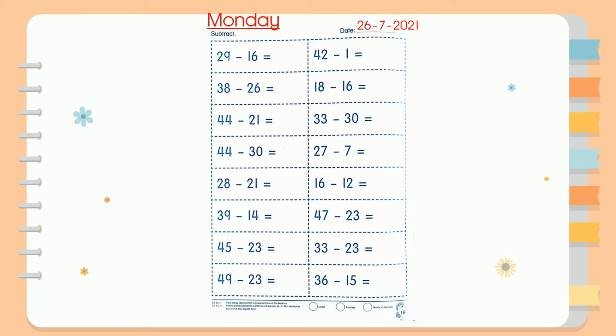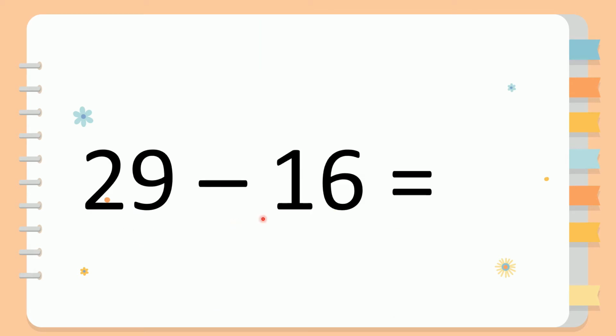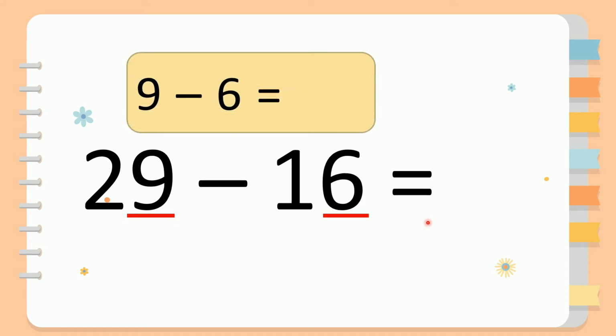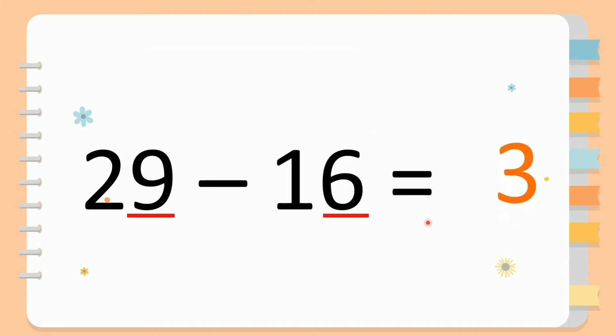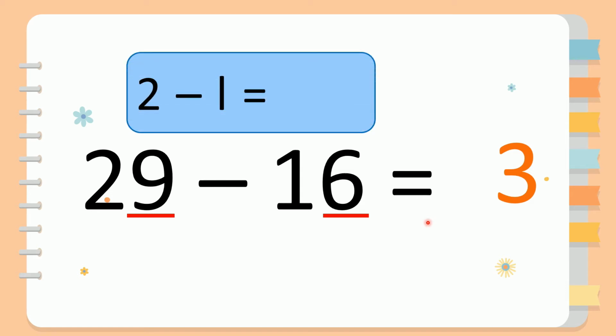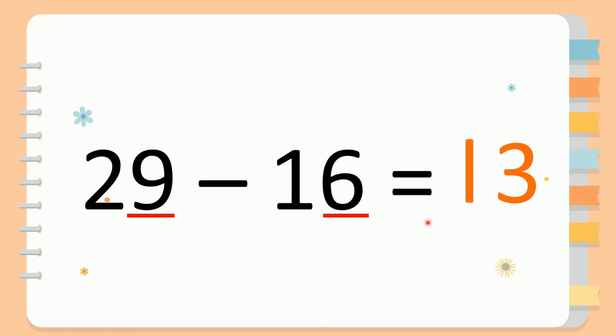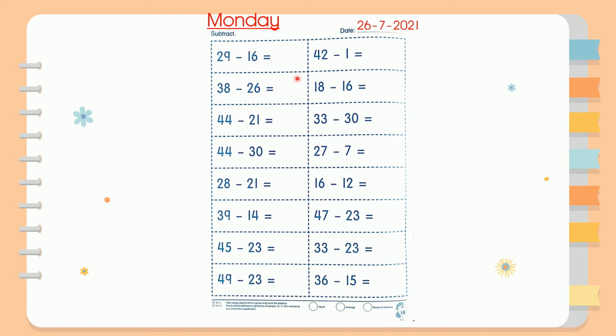Number 1. 29 minus 16 equal how many? So the first thing we need to do is draw the part of the ones. That is 9 minus 6. 9 minus 6 equal 3. So please write down 3. So now let's see the part of the tens. 2 minus 1 equal 1. So please write down the 1. So 29 minus 16 equal 13. Please write down the answer 13.